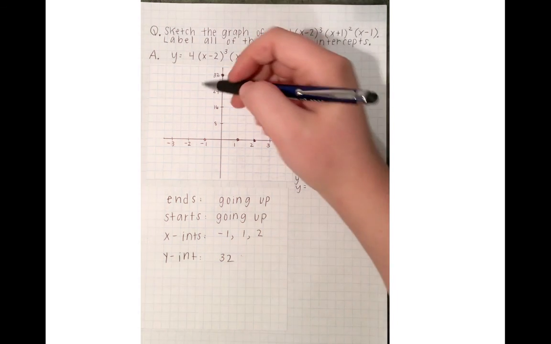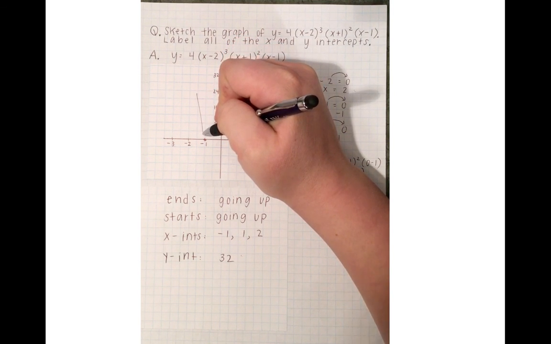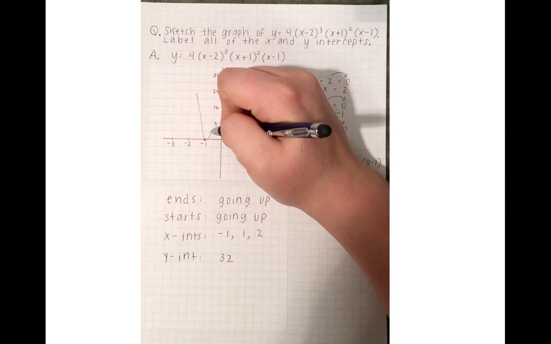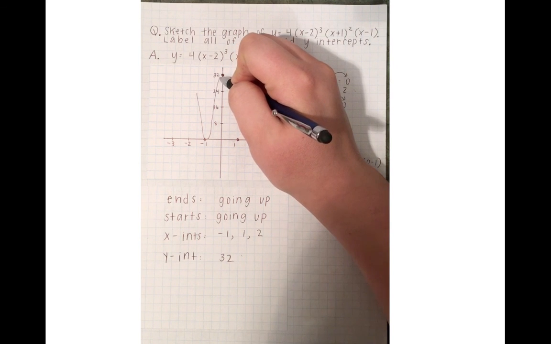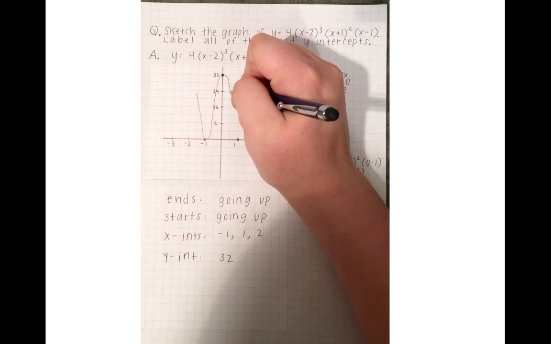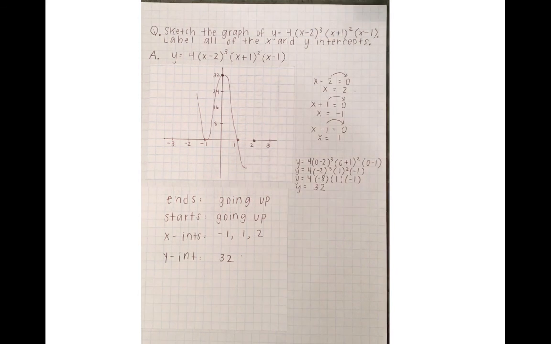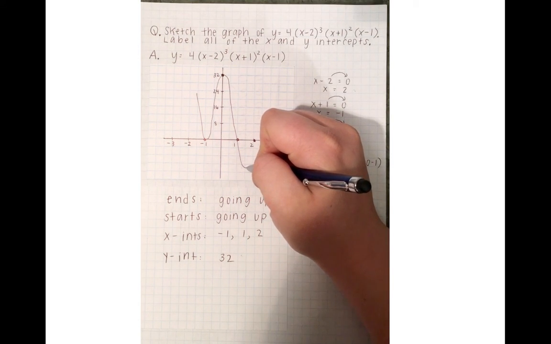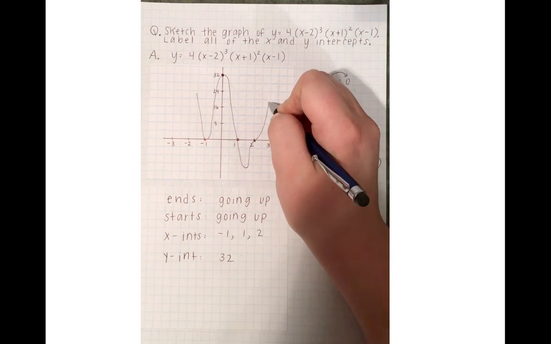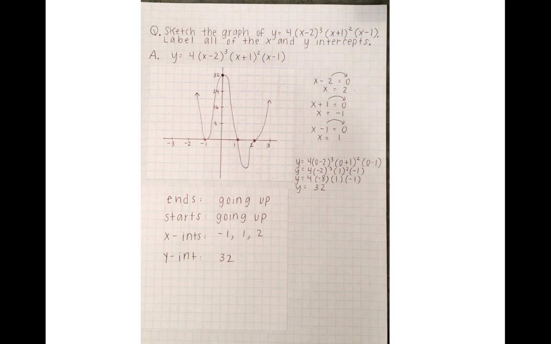The fourth step is to connect the function's intercepts. The function starts up, changes direction when x is equal to -1, passes through the y-axis when y is equal to 32, passes through the x-axis when x is equal to 1, has a point of inflection when x is equal to 2, and ends up.